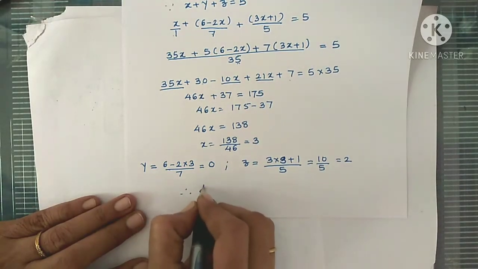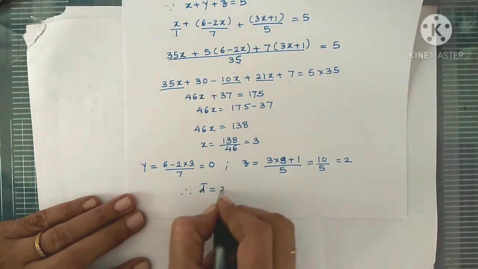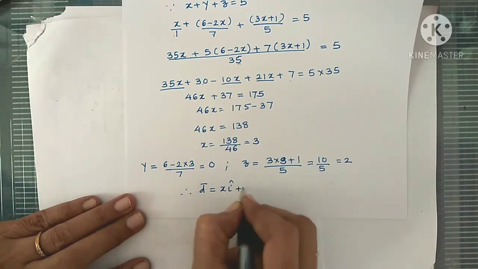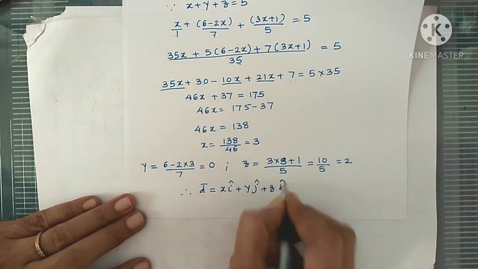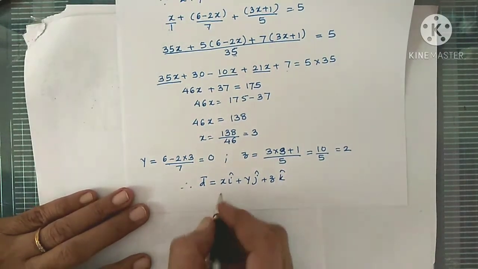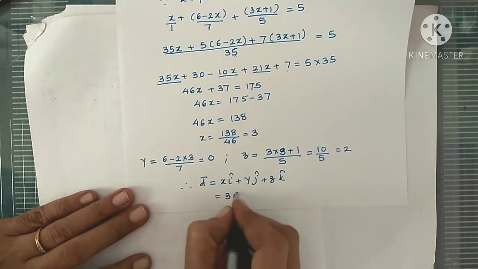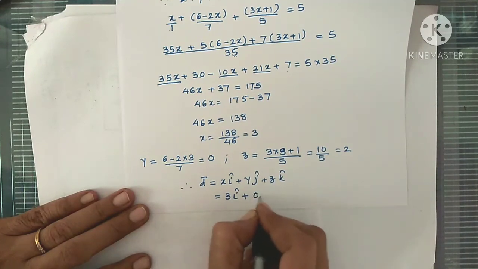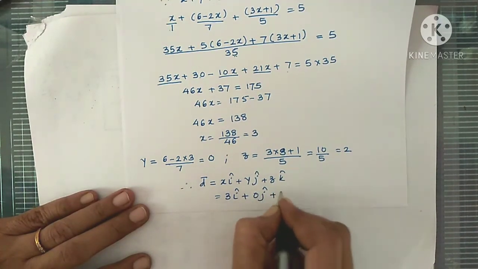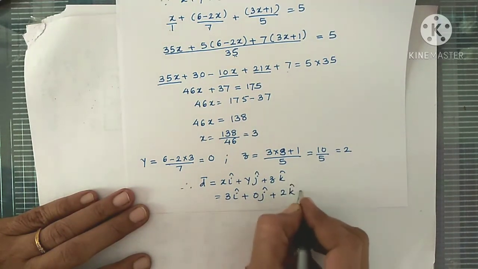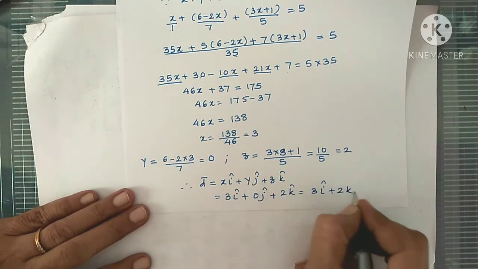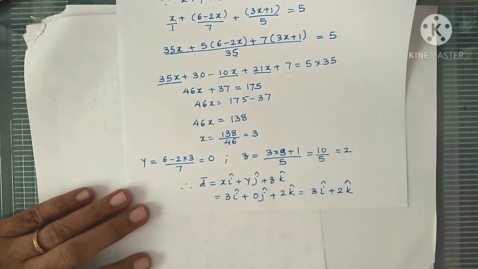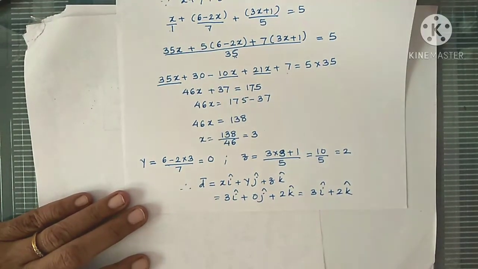Therefore d bar is xi plus yj plus zk, and substituting the values, it is 3 i cap plus 0 j cap plus 2 k cap. So that is 3 i cap plus 2 k cap. So this is the required vector.